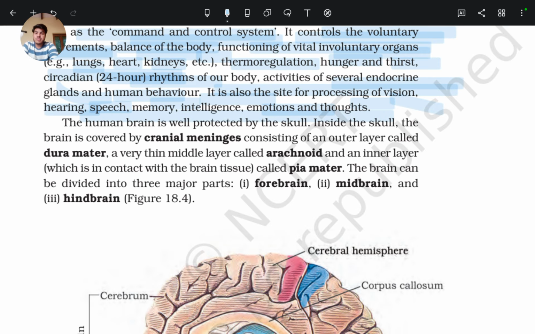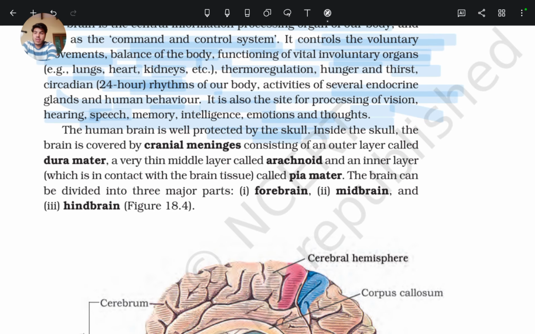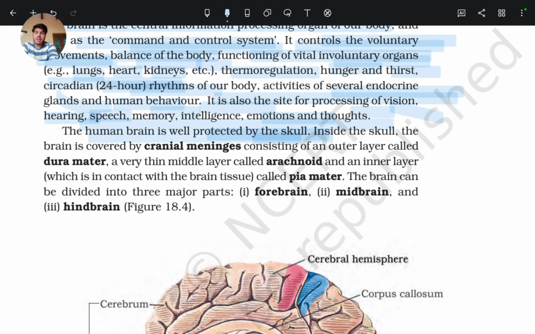The human brain is well protected by the skull, just as the spinal cord is well protected by the vertebral column. Inside the cranium part of the skull, the brain is covered by cranial meninges consisting of an outer layer called dura mater, a very thin middle layer called arachnoid, and an inner layer which is in contact with the brain tissue called pia mater.